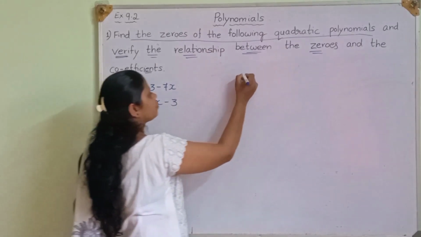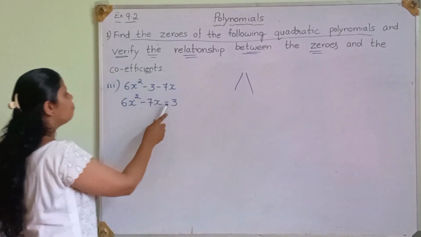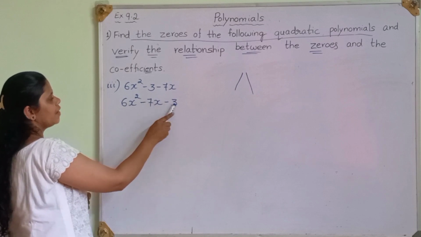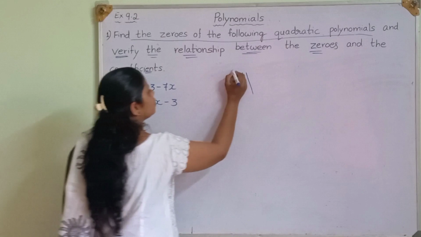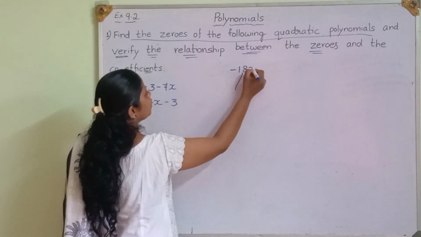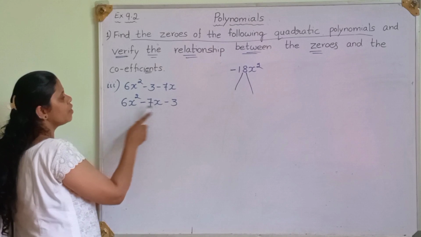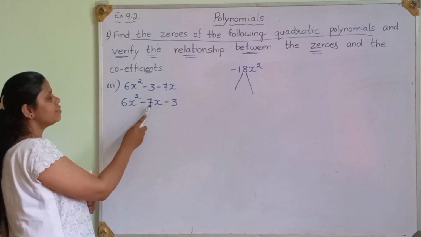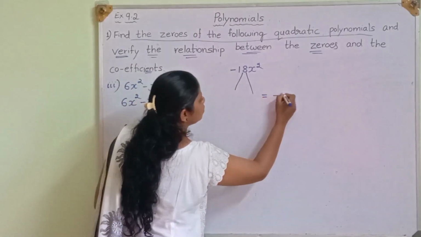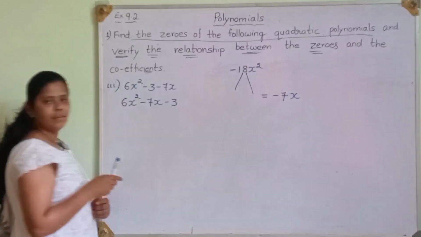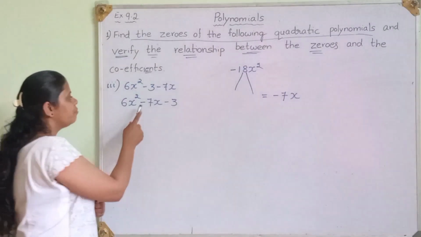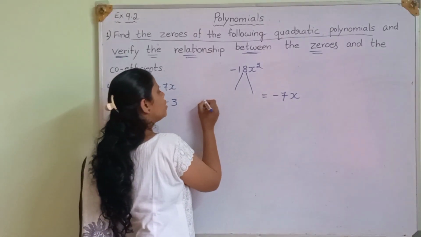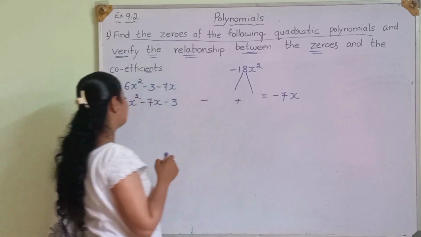See. Minus 3 into 6x square. That is 6 3s are 18, plus into minus is minus, minus 18 x square. Okay. 6x square minus 3 is minus 18 x square, and the middle term is minus 7x. In the first equation I told you, when it is minus minus, without thinking we have to write minus plus.